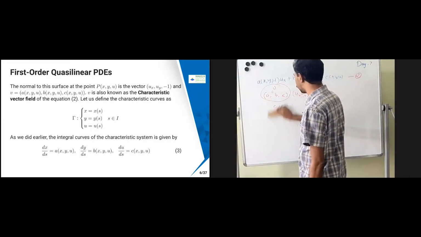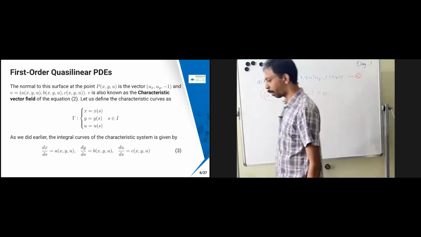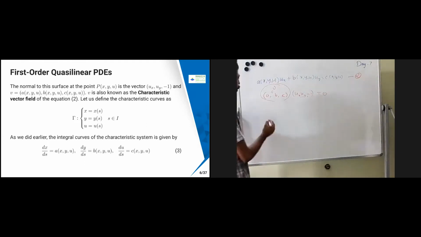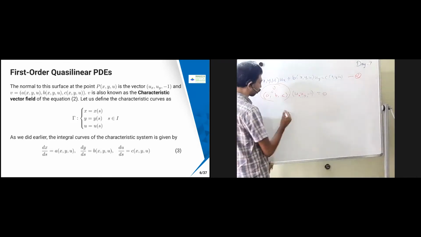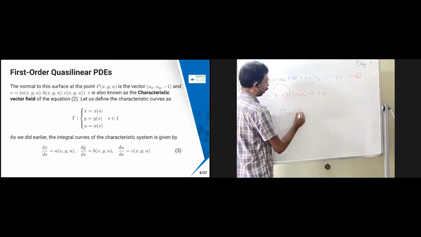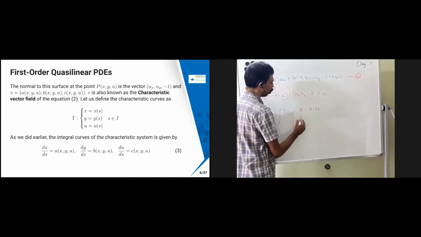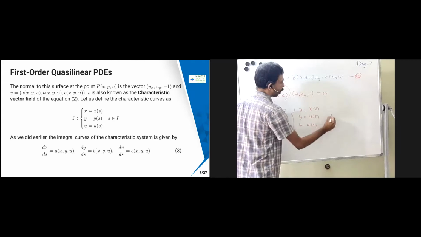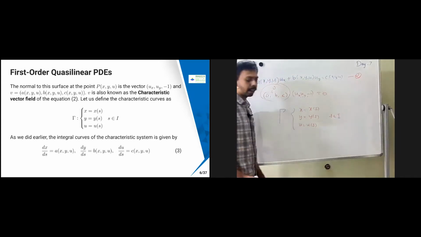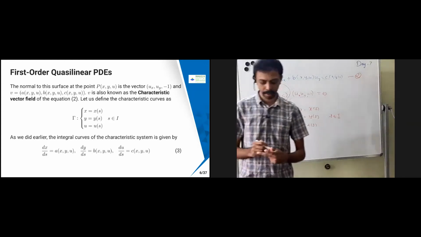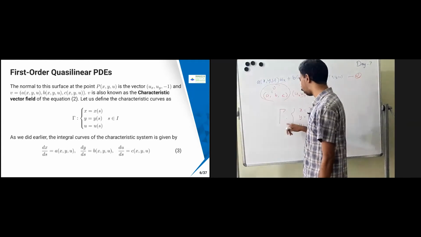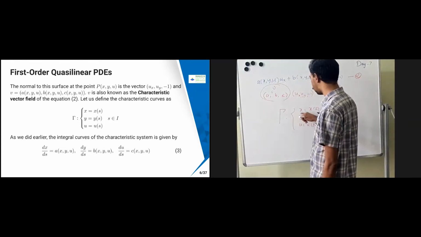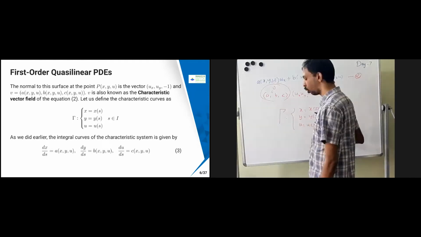Now I am going to denote by gamma a characteristic curve. So gamma is x equal to x of s, y equal to y of s, and u equal to u of s. That means I am going to write it in parametric form. For some parameter s, the characteristic curve can be represented in this form: x equal to x of s, y equal to y of s, u equal to u of s.